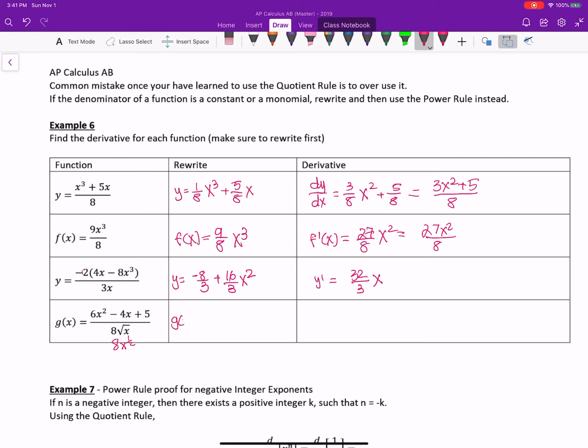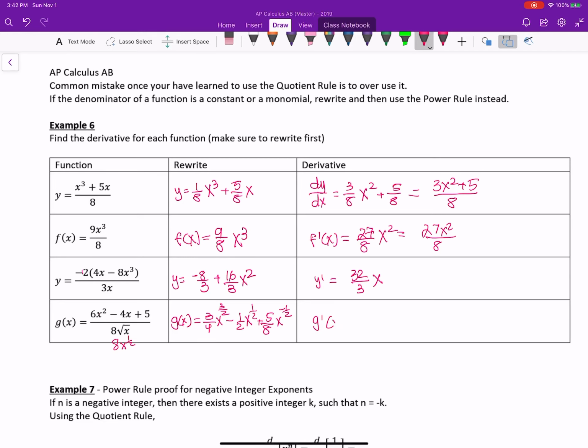So I'm going to rewrite that g of x. I'm going to get 6 over 8 is reducing to 3/4. And then x squared over x to the 1/2, when you subtract the exponents, gives me x to the 3/2. And then minus, I get -4 over 8, that's 1/2. And then x to the first minus 1/2, so x to the 1/2. And then the last one is going to be plus 5/8 x to the -1/2. I'm just bringing that up. And then use the power rule.